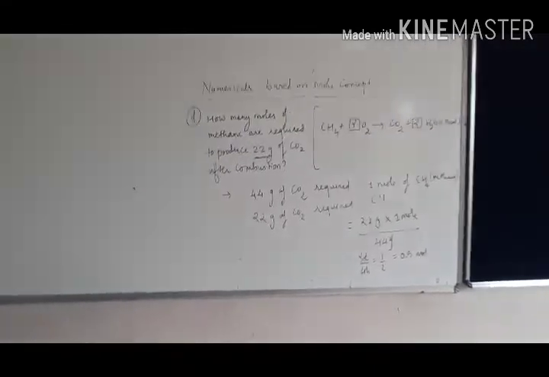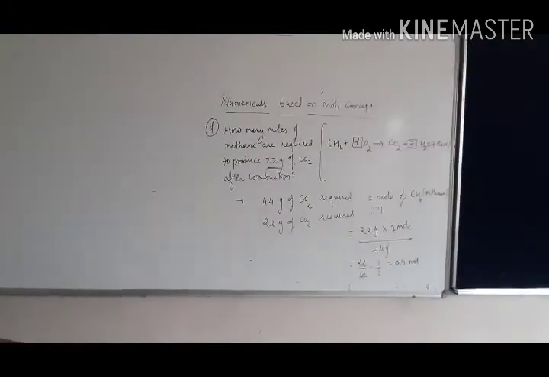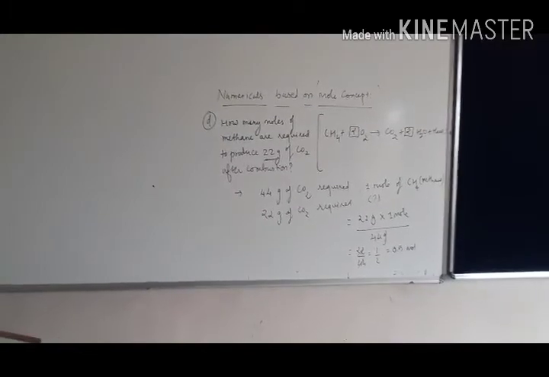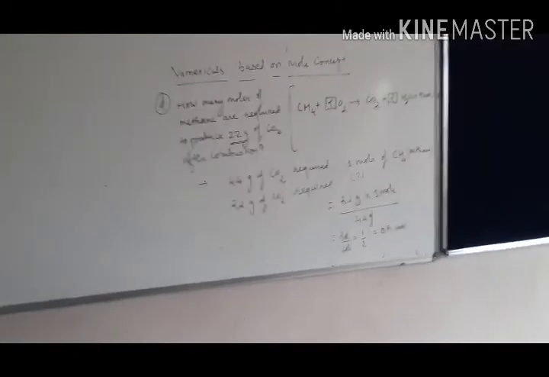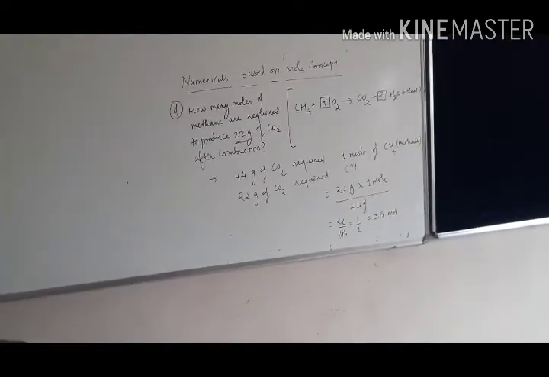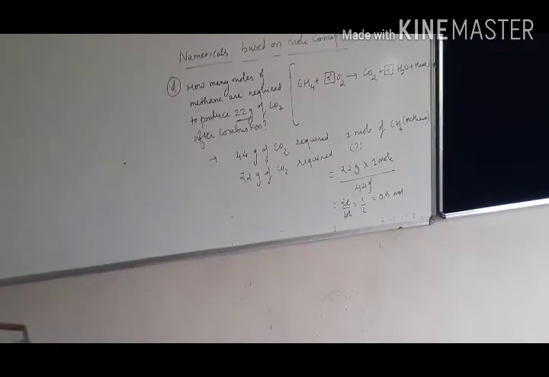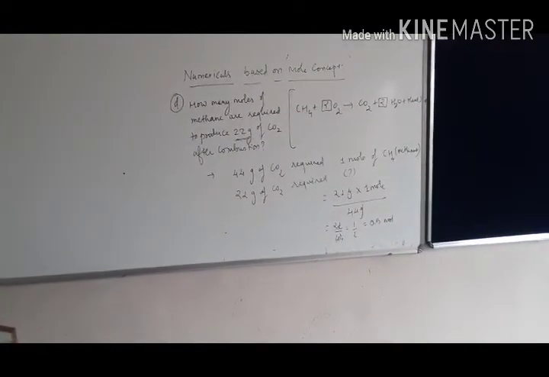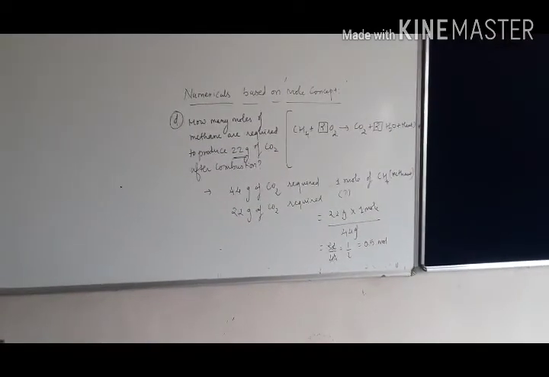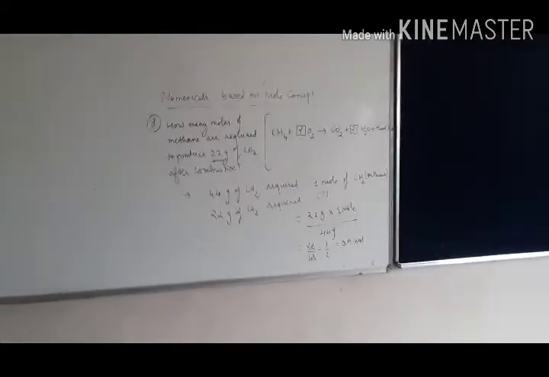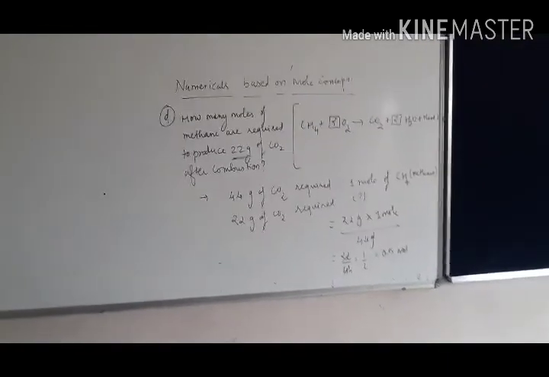In the next video or next lecture, we are going to learn a new topic, that is percentage composition. For any compound, suppose glucose, that is C6H12O6, how much percentage carbon is there, how much percentage hydrogen is there, how much percentage oxygen is there, that is going to be calculated by the percentage composition formula. That is what we are going to learn in the next video.